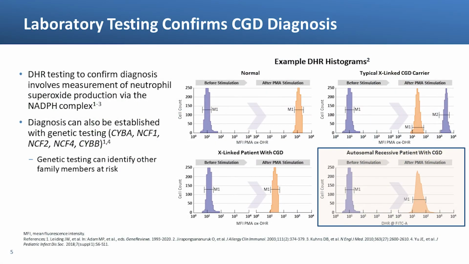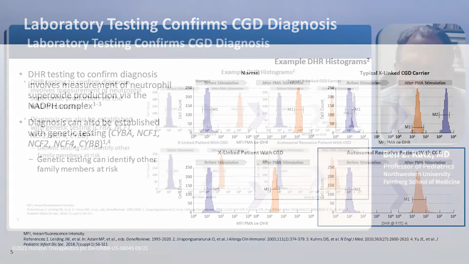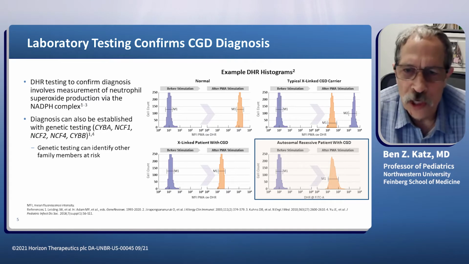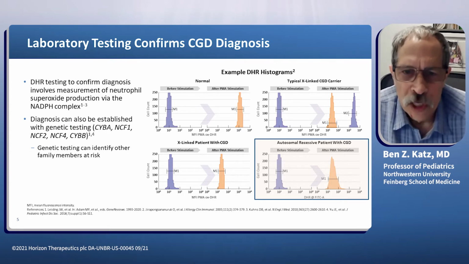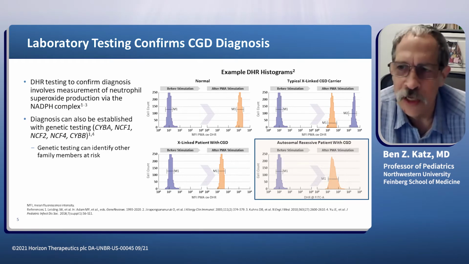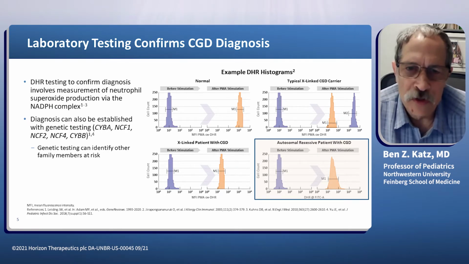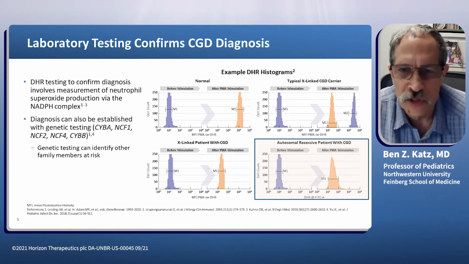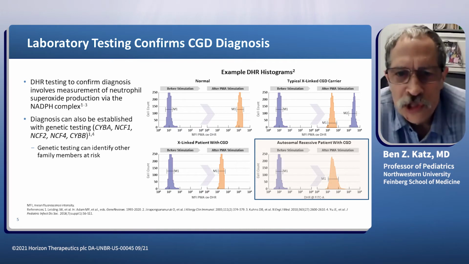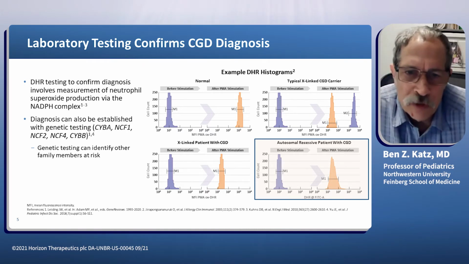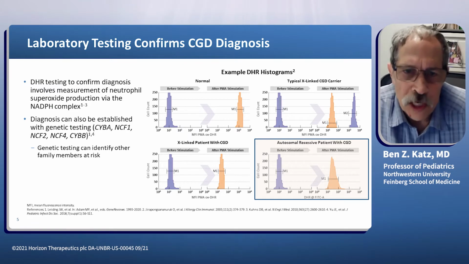CGD is diagnosed these days generally with a flow cytometry test using DHR. DHR is a fluorescent dye which is sensitive to oxidation and hydrogen peroxide formation. So what's done is the flow cytometry machine can pick out which white blood cells it wishes to study. It takes the neutrophils, and then they're stimulated, and then the machine measures whether the dye is fluorescent inside the neutrophils or not.